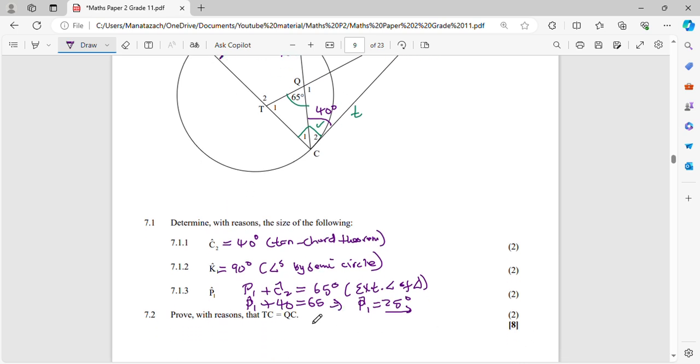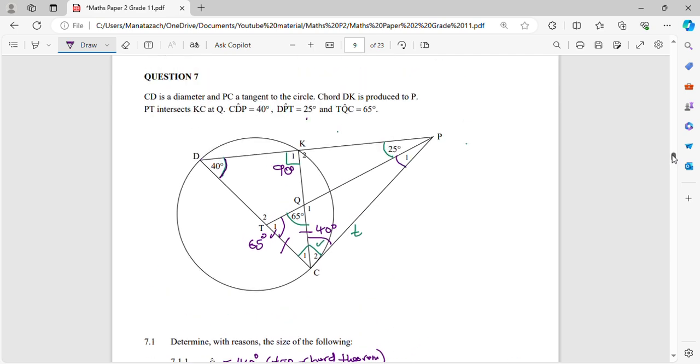And then finally prove that TC is equal to QC. So here is TC and here is QC. You realize that angle Q is 65. If you can prove that this angle here is 65 as well, then we'll prove the condition, because that would mean we are dealing with an isosceles triangle.